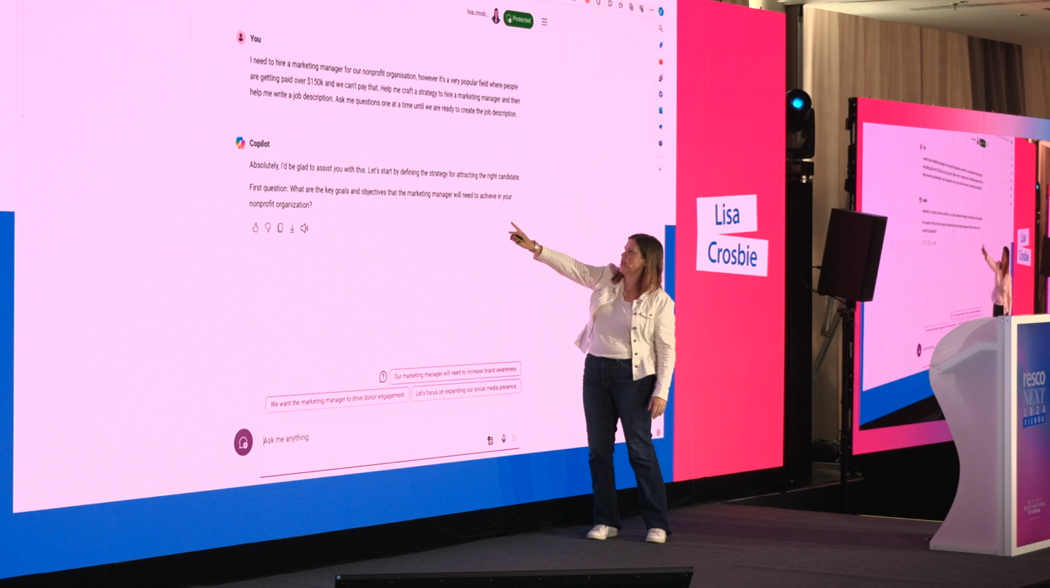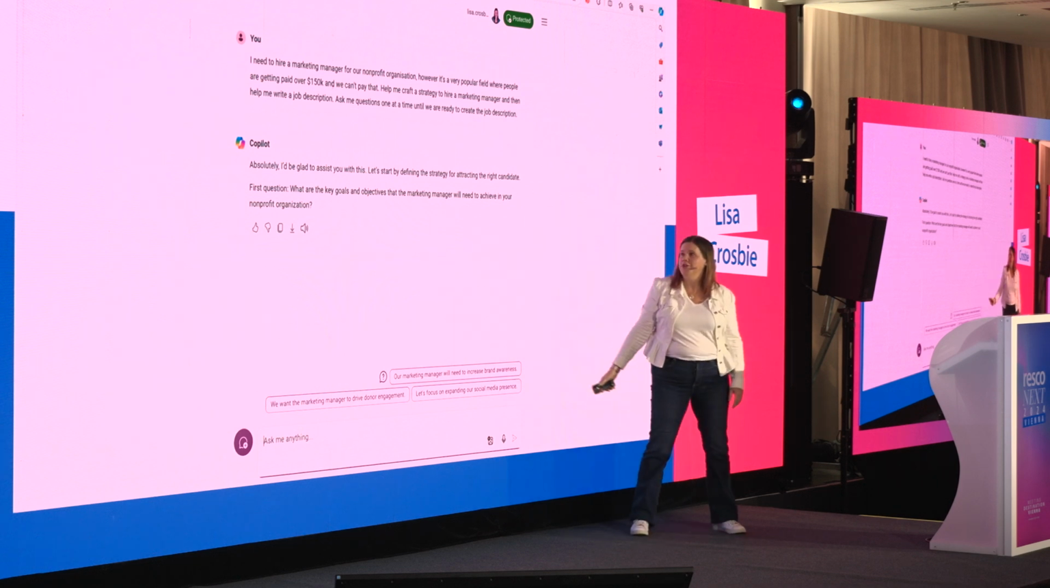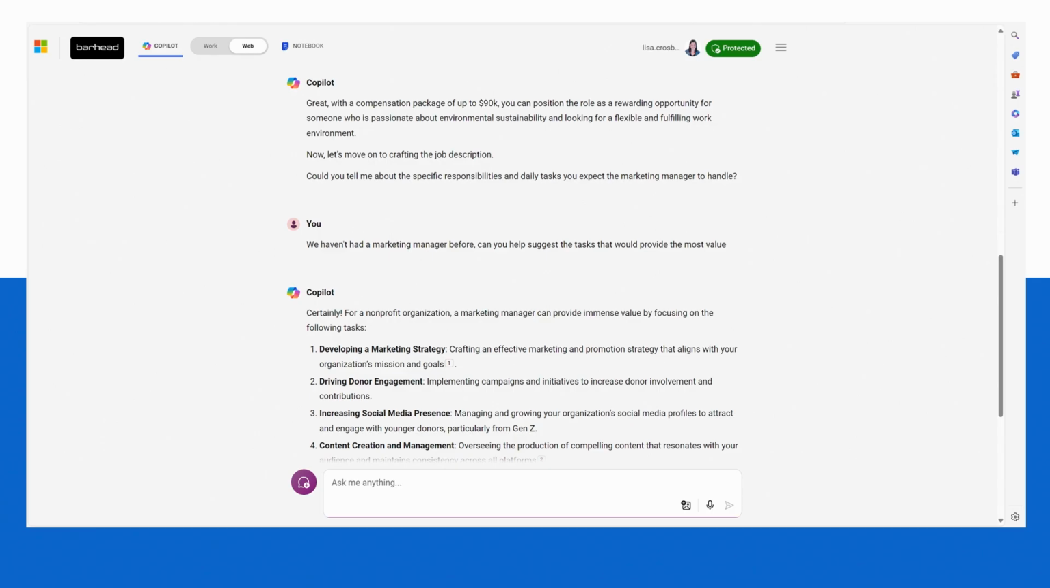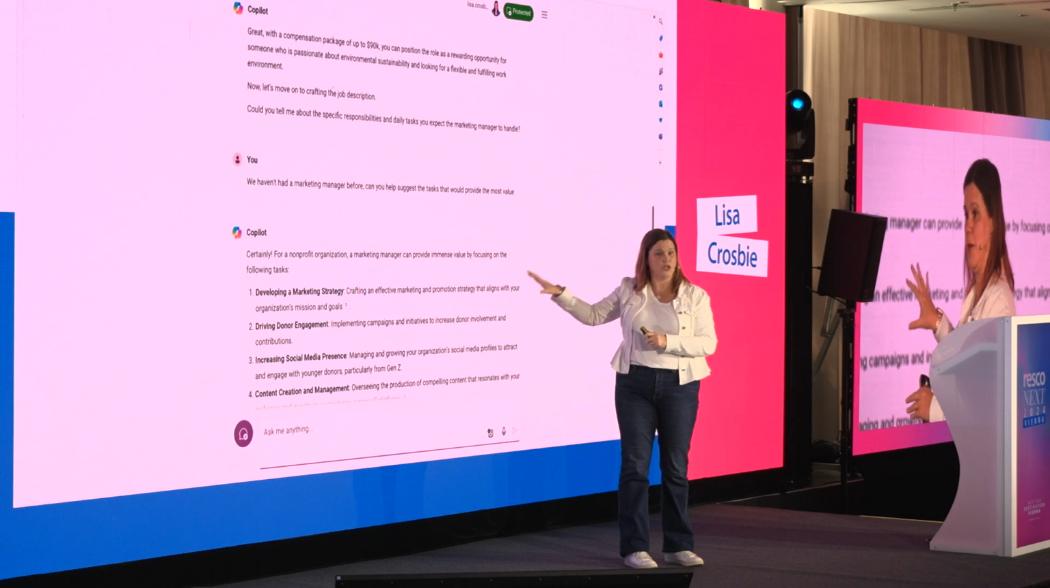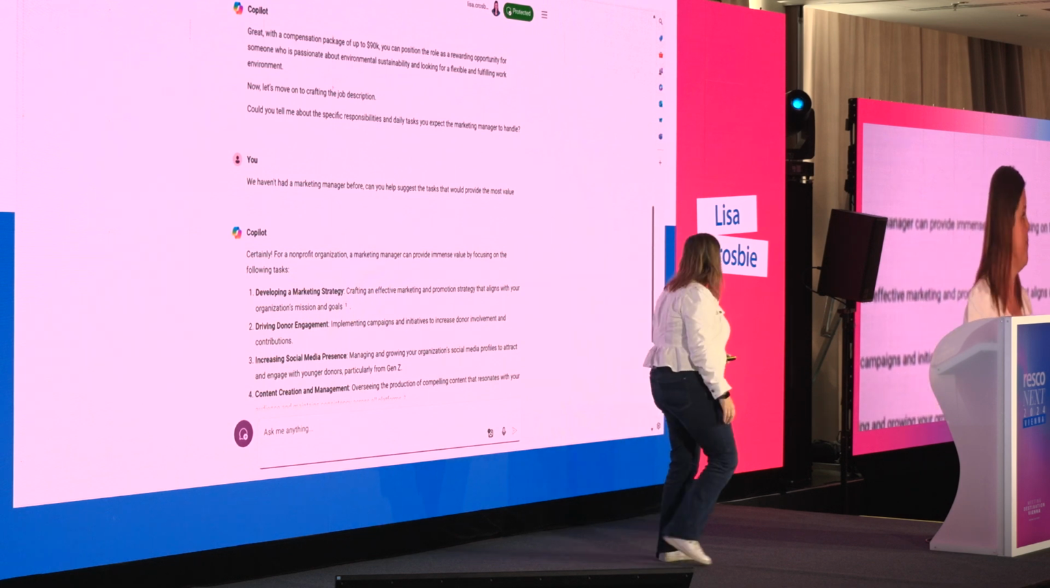First question, what are the key goals and objectives? And you can even then go back and say, we haven't had a marketing manager before. Can you help suggest this? And so it works through and actually pulls this together. But this is a way of using it for the idea of augmenting what you can do, being more creative with it by saying, I'm going to use this for brainstorming.